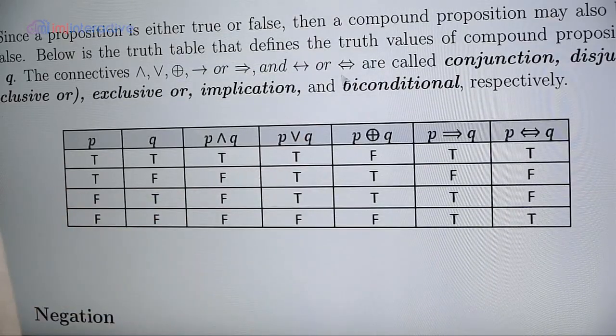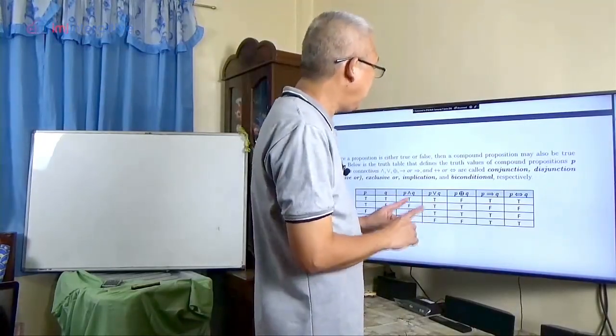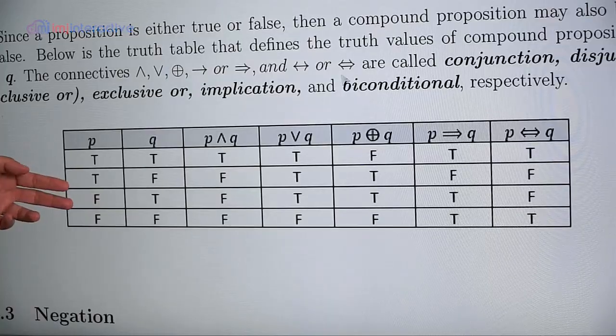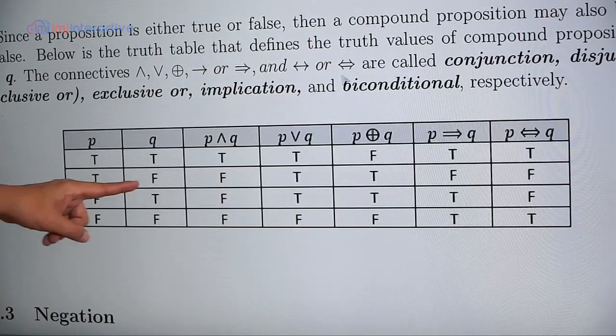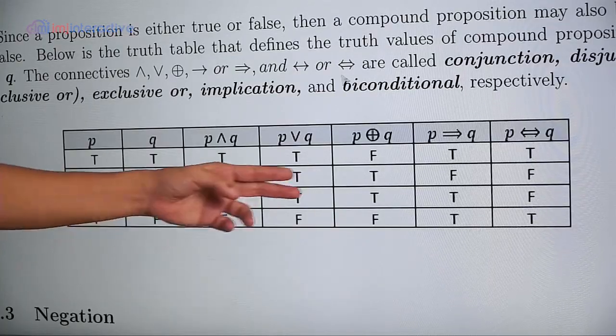For exclusive OR, the word is exclusive, meaning to say only one, either P or Q, should be true. So you will only find it here. P is true, Q is false. P is false, Q is true. So, only one is true.